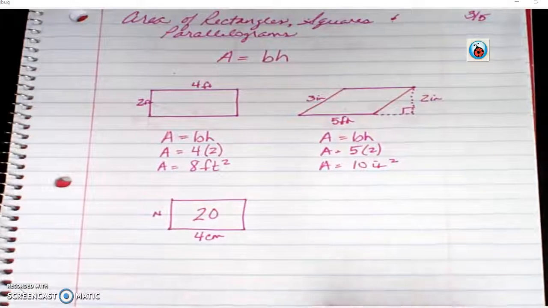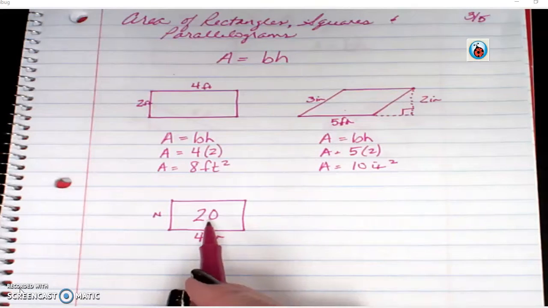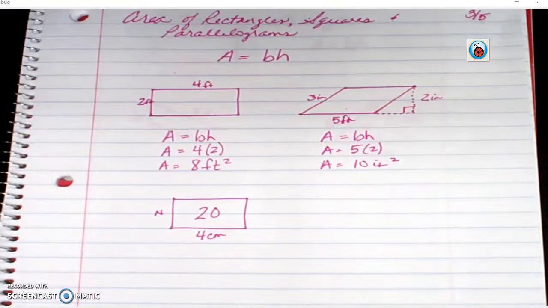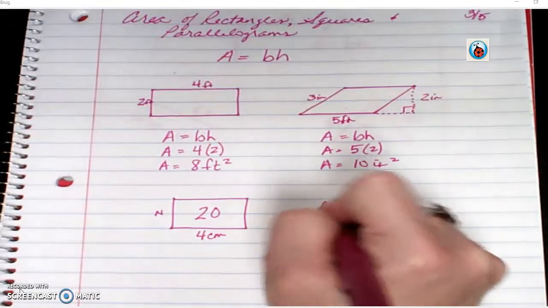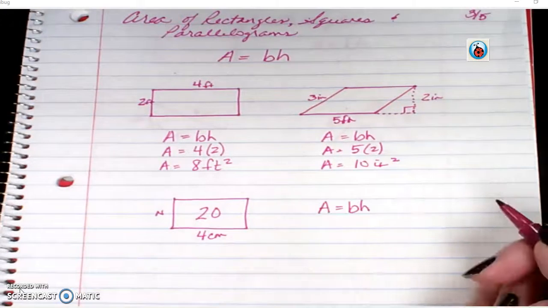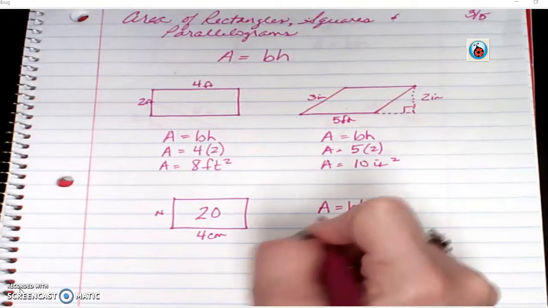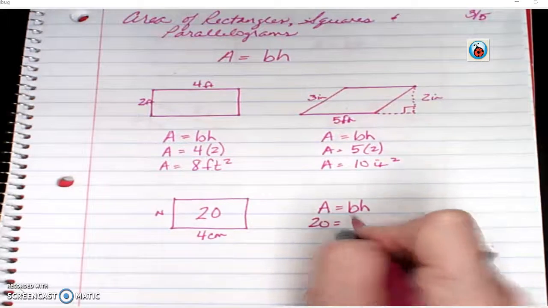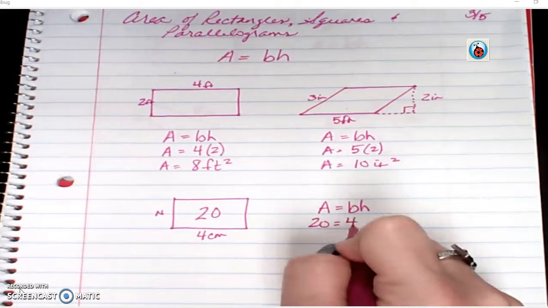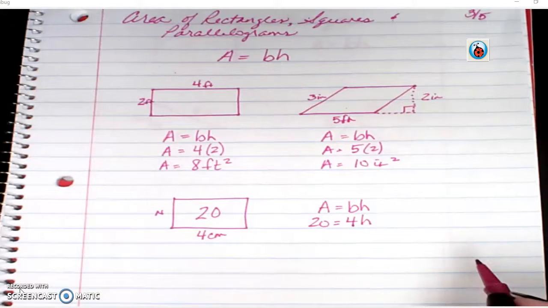Now let's suppose that I have the area and I want to find one of the missing sides. Again, I'm going to start with the formula, A equals BH. But this time I have the area. So I'm going to plug in the 20. I know the base is 4, but the height is what I'm looking for.